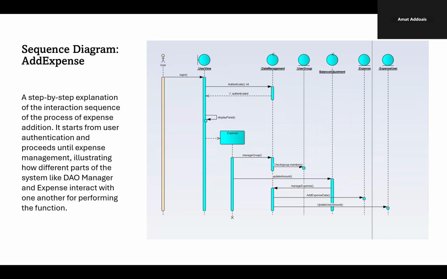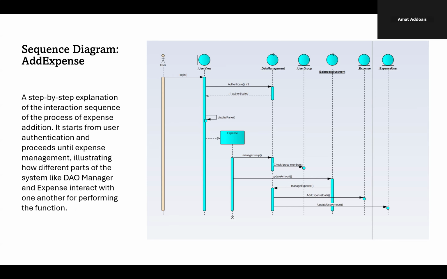The first sequence diagram I'll be talking about is the add expense. This sequence shows how the add expense process works behind the scenes. The interaction begins when the user initiates the action. As soon as that happens, the request goes to the data management class. This is where the system checks: is the user authenticated? Do they belong to the group they're creating the expense for? And is the data they entered valid?